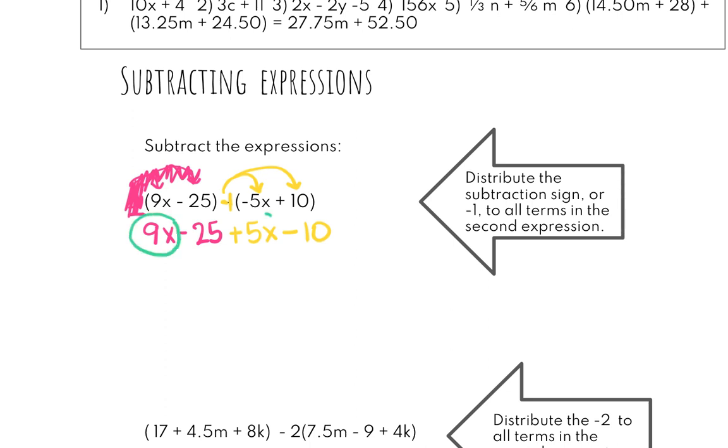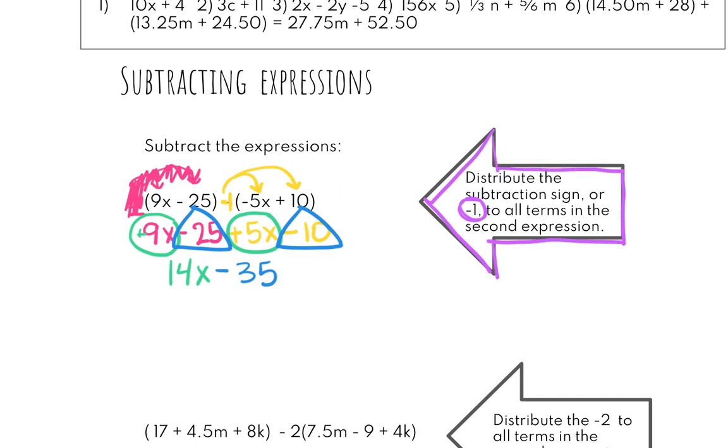We have 9x and 5x. This is a positive 9x, so that's where we get 14x. And then we have -25 and -10, so together that's -35. That's how we get our answer. So to summarize here, we are going to distribute the subtraction sign, or the -1, to all the terms in the second expression. When those parentheses end, so did our distributing. If this continued on and on, you wouldn't distribute any farther.